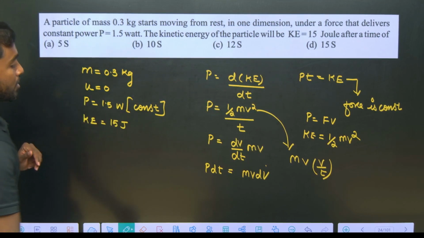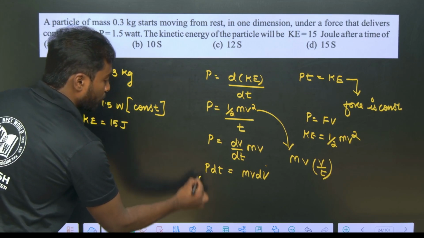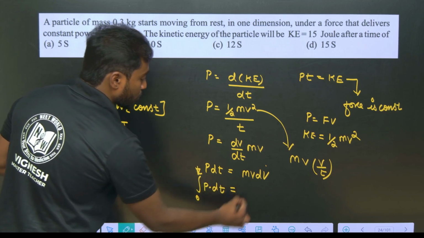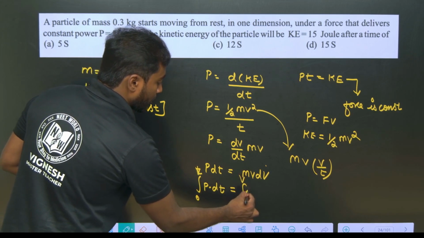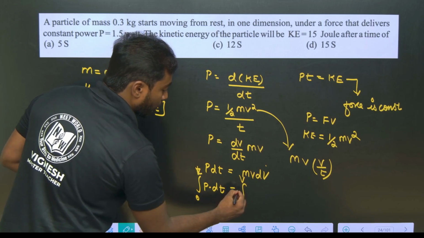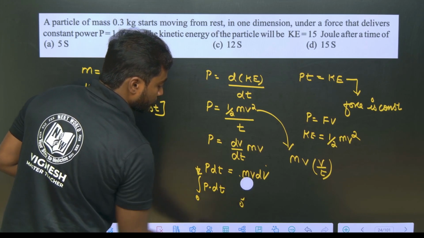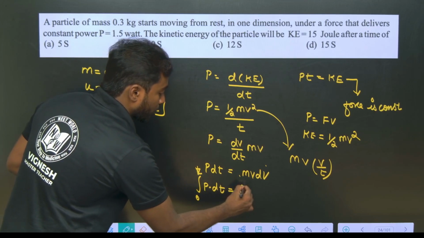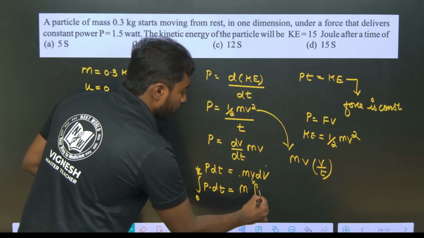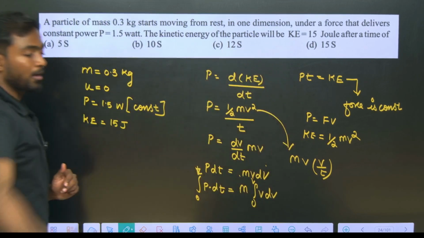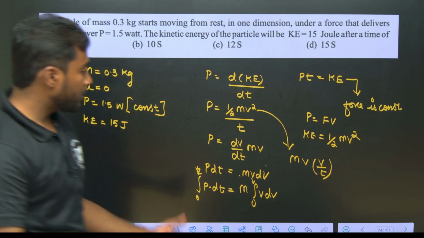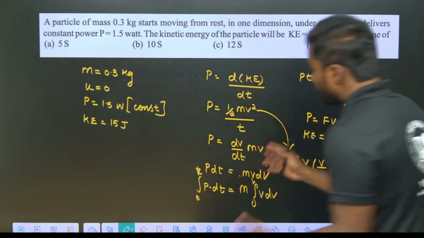right? So integral 0 to t P into dt is equal to integral 0 to v m, I will take it commonly out, constant outside, is equal to m into integral 0 to v dv. Okay, that's it. So from this we are going to get the same thing.